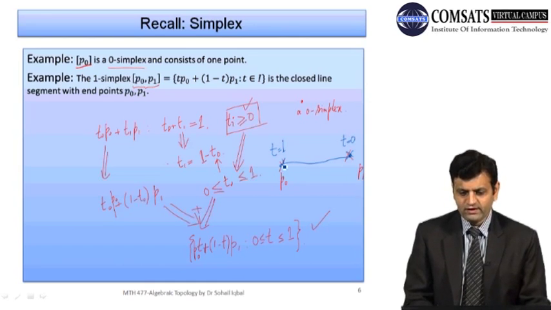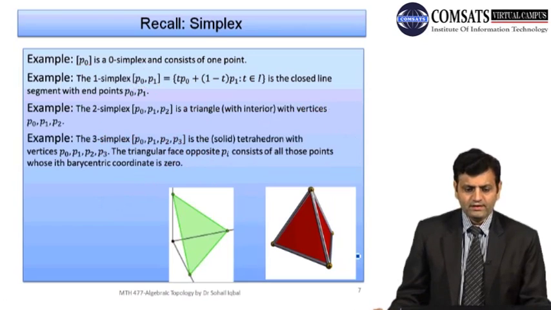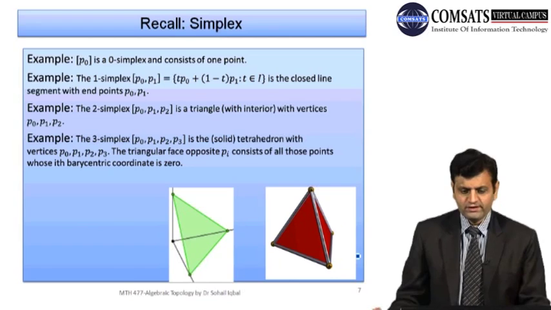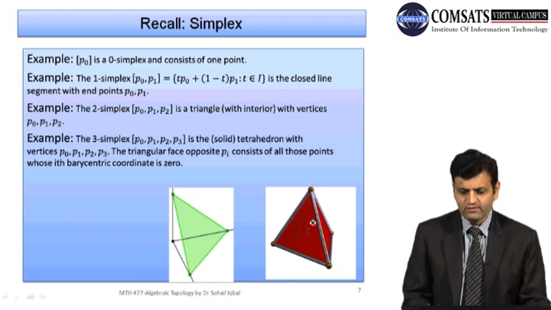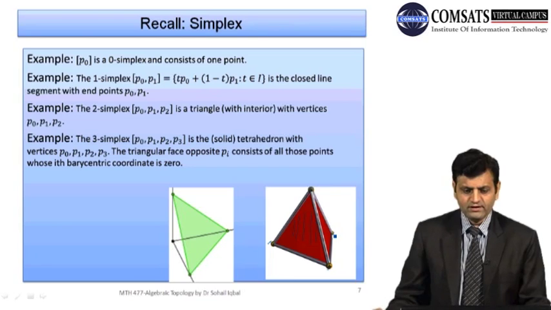It is going to be a straight line because this expression is linear in t. So this is the line segment joining P0 and P1. Similarly, we can see that a 3 simplex is a solid tetrahedron. Solid tetrahedron means the filled tetrahedron, everything inside the tetrahedron is also included in the simplex, and it will be generated by these 4 points.